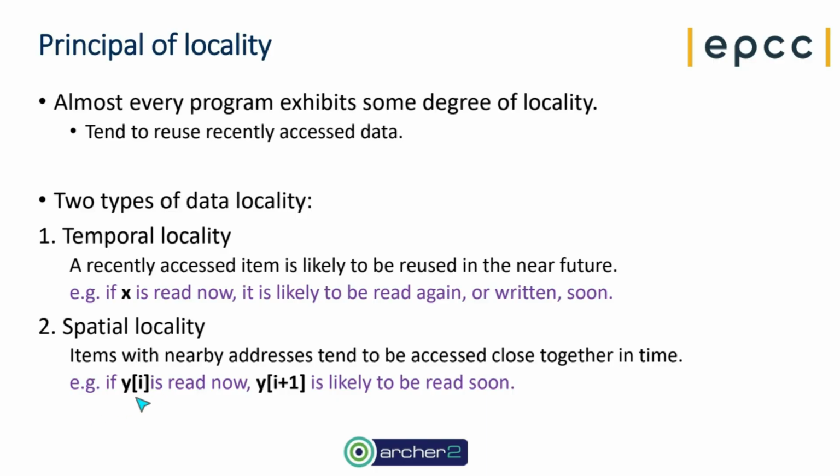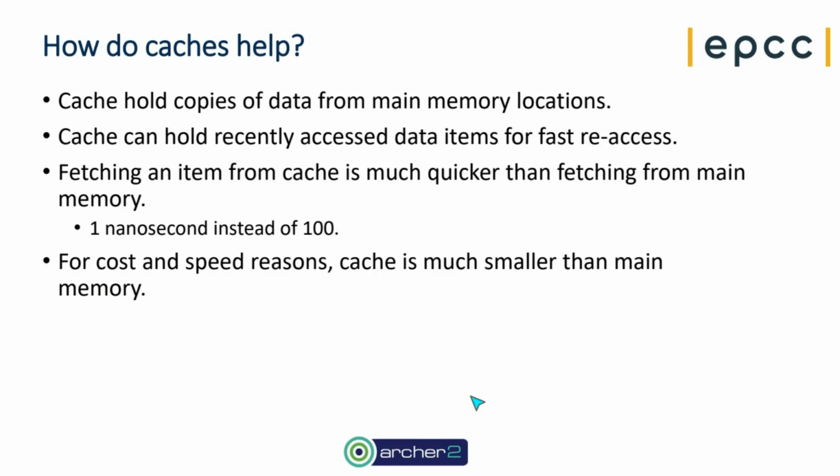For example, if the ith element of an array is read now, it's quite likely that the i+1th element is going to be read soon. And caches actually exploit both these types of locality. Caches hold copies of data from main memory locations. They can hold recently accessed data items for fast reaccess, and for level 1 cache, it's much quicker than accessing main memory. So it's on the order of a nanosecond instead of on the order of 100 nanoseconds.